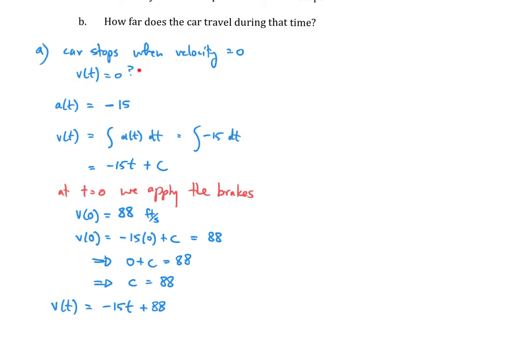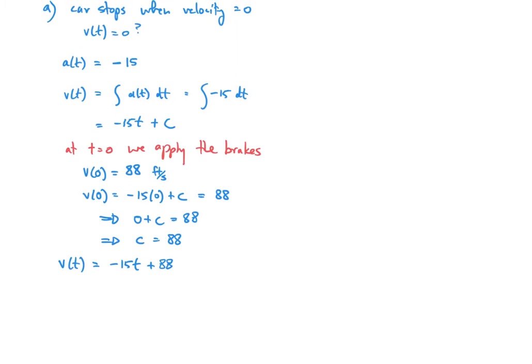All right. Now remember, I wanted to see when does the car stop. So all I need to do now is set this velocity function I just found equal to 0 and solve for t. So when I do that, I'm going to get 0 is equal to negative 15t plus 88. That means 15t is equal to 88, which means t is equal to 88 over 15 seconds. And that's my answer for part A.